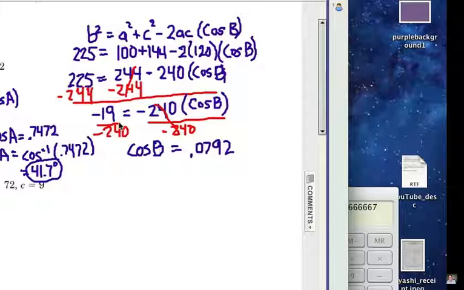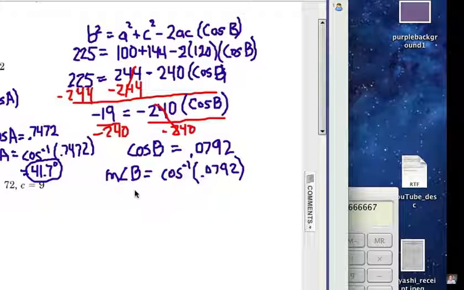That becomes a positive value, which is 0.0792. Now again, that's rounded to 4 decimal places. Now that's what cosine B is. To find angle B, as before, I'm going to look for the inverse cosine. So here's how it's written. Cosine minus 1, or inverse cosine, of 0.0792.